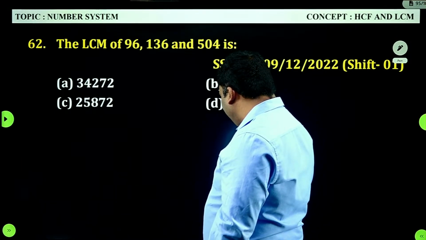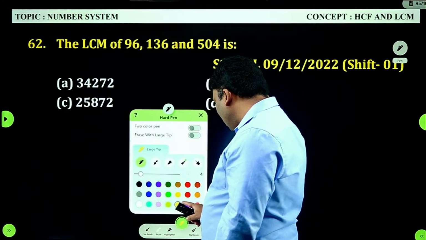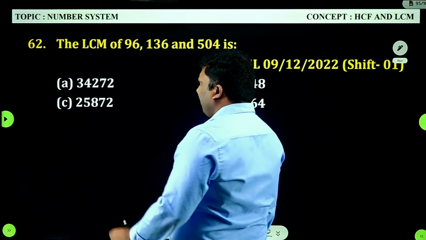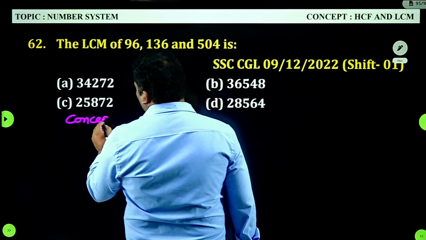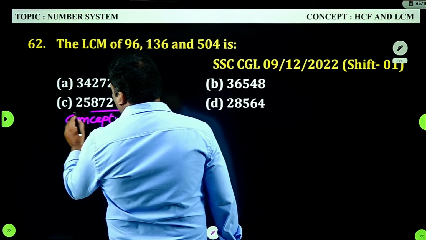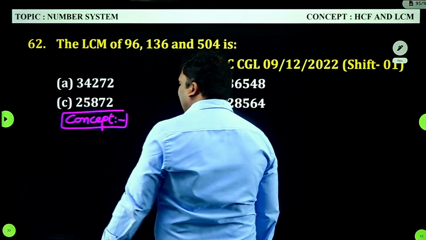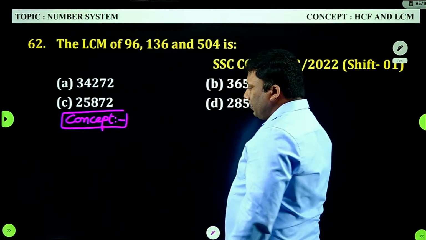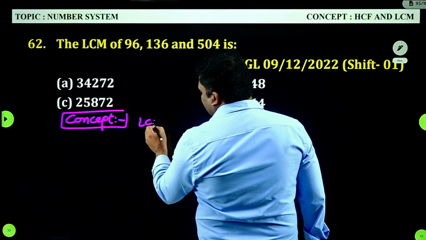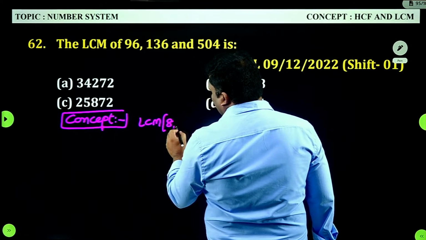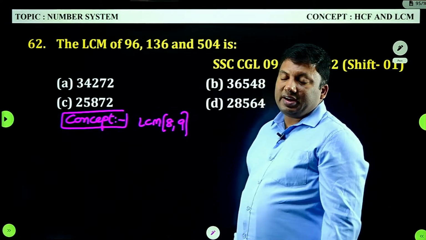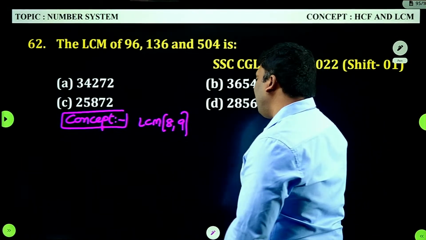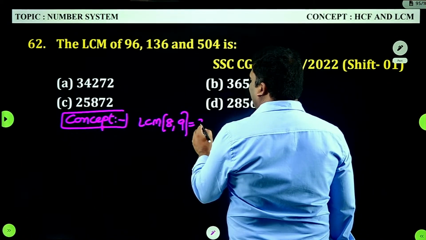Listen very carefully, sir. First I will write down the concept. Without having good clarity on the concept, solving the problems will be very difficult. Concept: LCM of 8, 9. LCM of coprimes is their product.